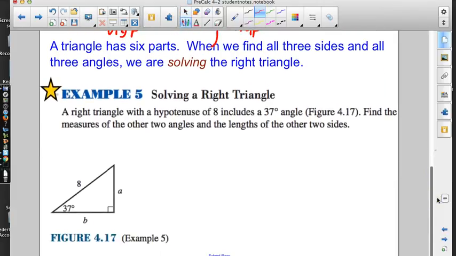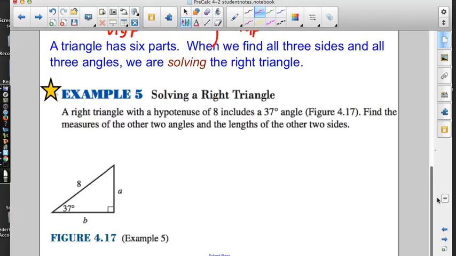So with this one, we've got a right triangle with a hypotenuse of 8. Includes a 37-degree acute angle down here. Find the measures of the other 2 angles and the lengths of the 2 sides, which they could simply have just said, solve the triangle. They didn't have to be so specific.